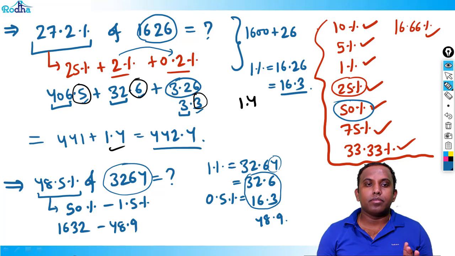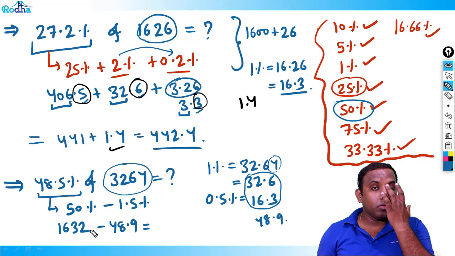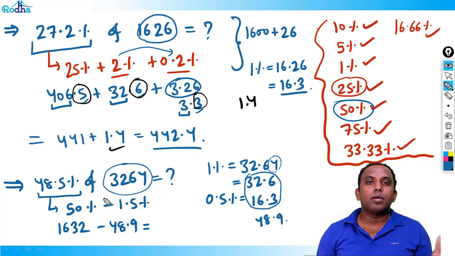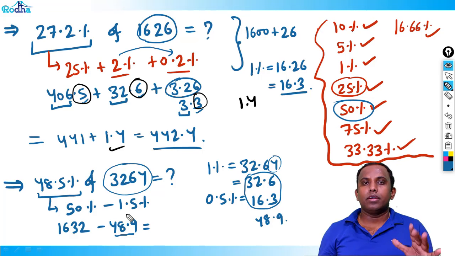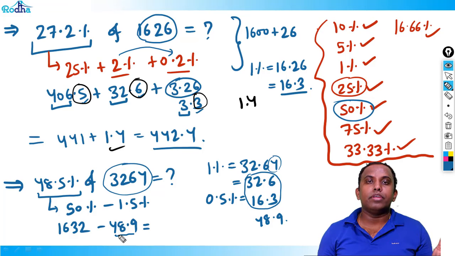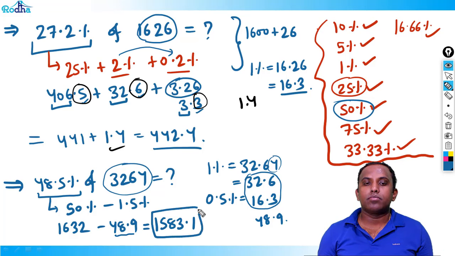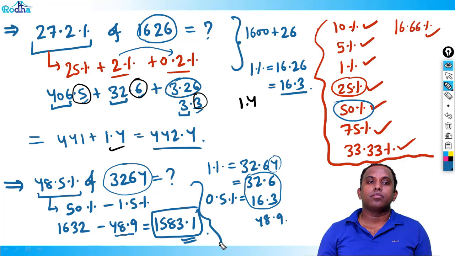So 1632 minus 48.9. What is the answer? Come to 100 first. 1632 to 1600, we subtract 32. Once we subtract 32, we are further subtracting 16.9. So 1600 minus 16.9. 1600 minus 16 is 1584, minus 0.9 is 1583.1. 1583.1 should be the answer.